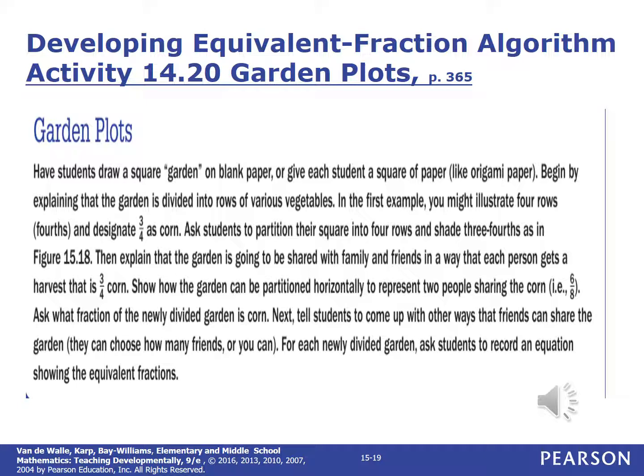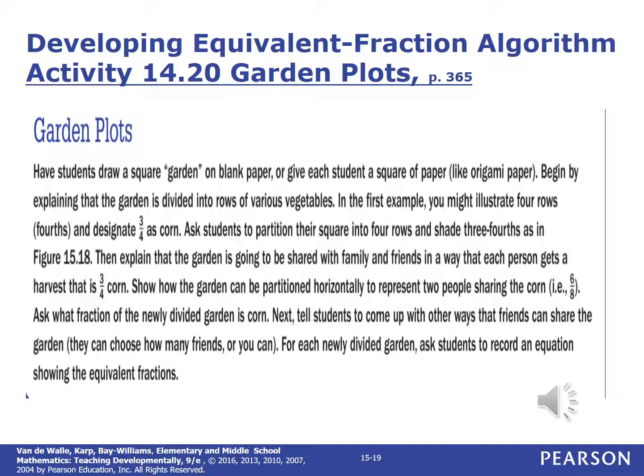This activity says to have students draw a square garden on a blank piece of paper. It might even be good to give them an actual square piece of paper, like a scrapbook piece of paper, origami paper. And you begin by explaining that the garden is going to be divided into rows of various vegetables. So you might want to tell them, we're going to make 3/4 of the garden corn. And so they would initially draw 4 equal rows and shade in 3 rows.